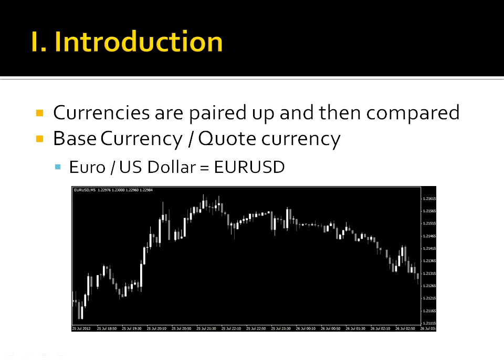quote. Two currencies are paired up and then they are compared against each other. Now, the first currency in a currency pair is called the base currency, and the second in a currency pair is called the quote currency. And in the example, the Euro USD or the Euro US dollar, the Euro is the base currency and the US dollar becomes the quote currency.